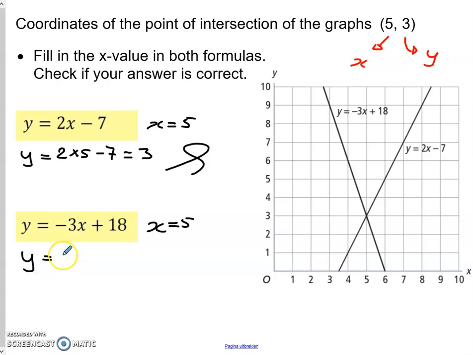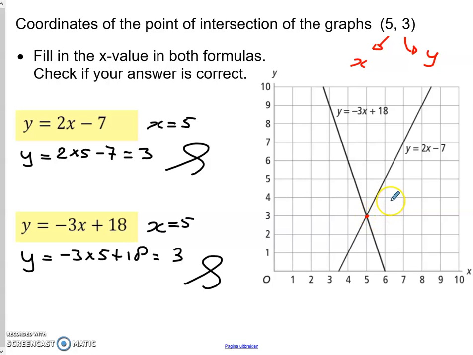And I'm going to use the second formula, minus 3 times 5 plus 18. And again, we see minus 3 times 5 is minus 15, plus 18, and that's also 3. So this means that this point really belongs to both formulas. Only that one, because those two lines are really different. They have not one point in common except for this one. So at this point, they are equal.